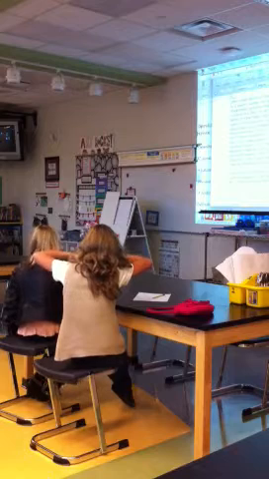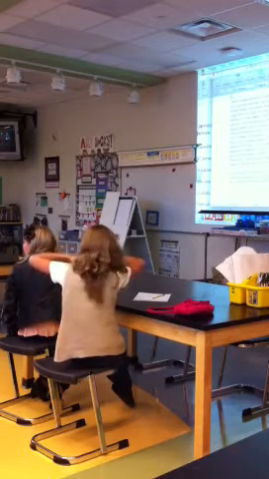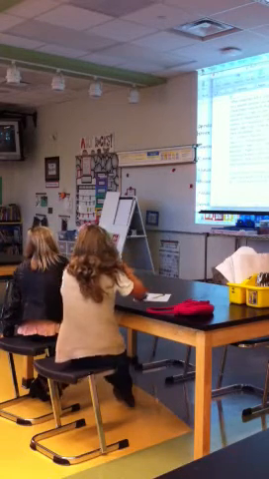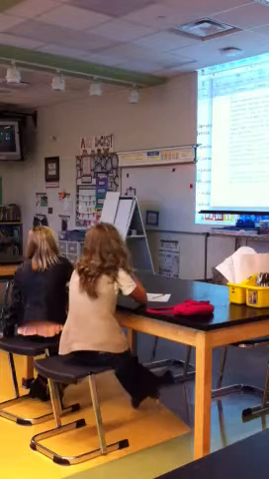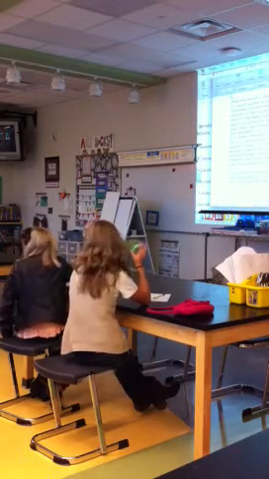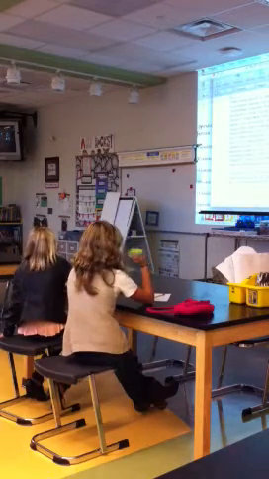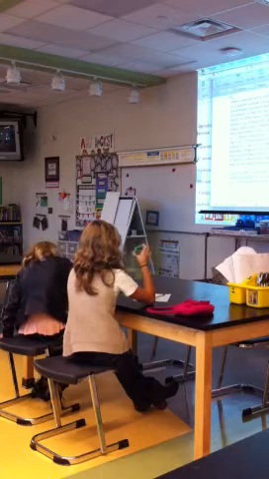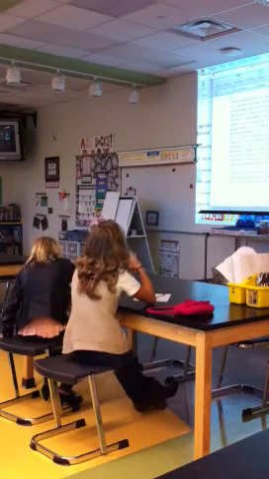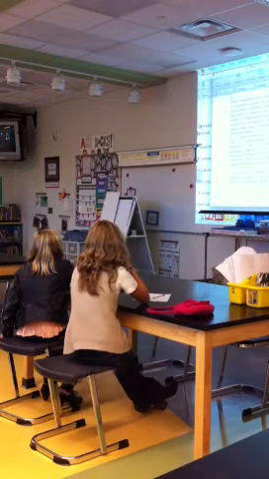Next, I would ask myself the E. Is there exponents in this problem? Yes or no? And if there was, then I would solve the exponents next. Next, I would ask myself M, multiplication. Is there multiplication in this problem? Yes or no? And then I would solve the multiplication if there was multiplication. Next, I would ask myself the D. Is there division in this problem? Yes or no? And then I would ask myself addition. Yes or no? And then subtraction. Yes or no?